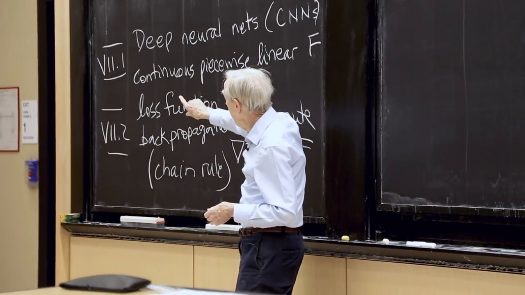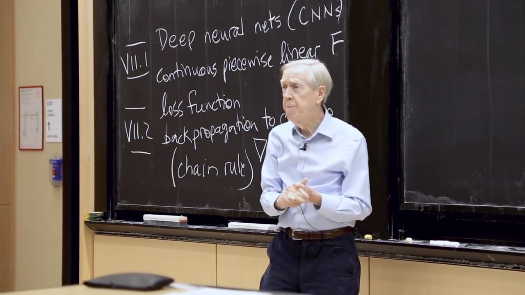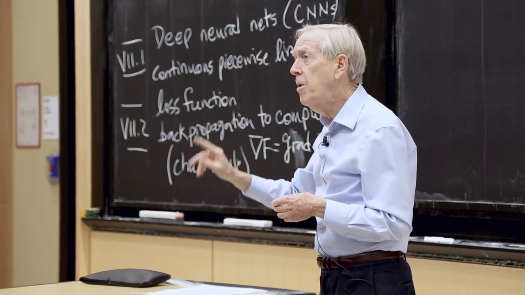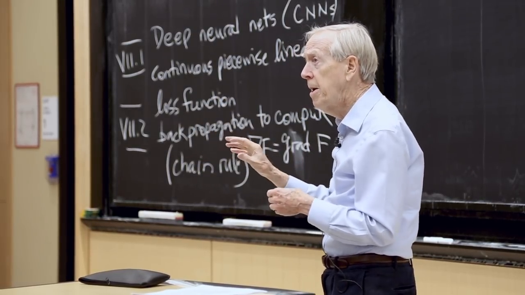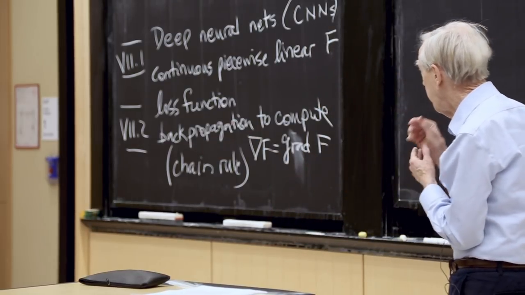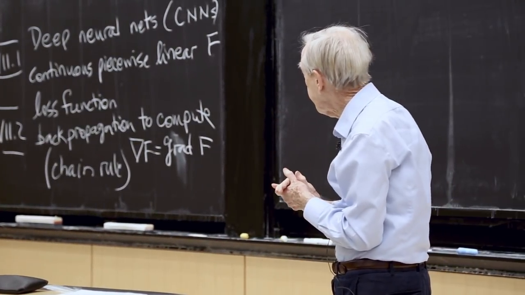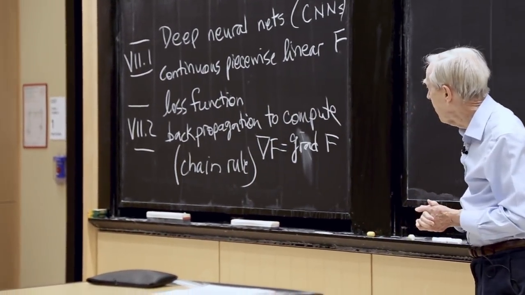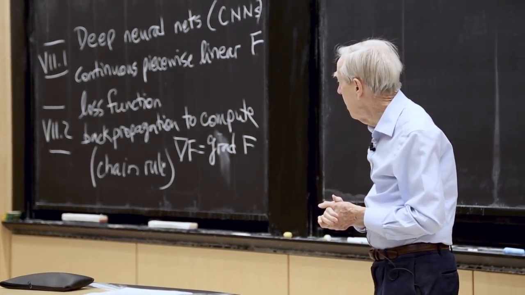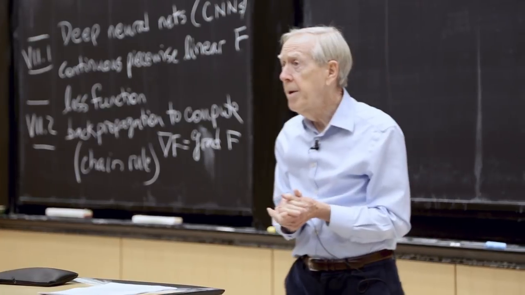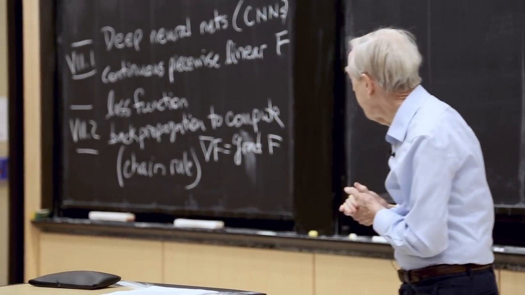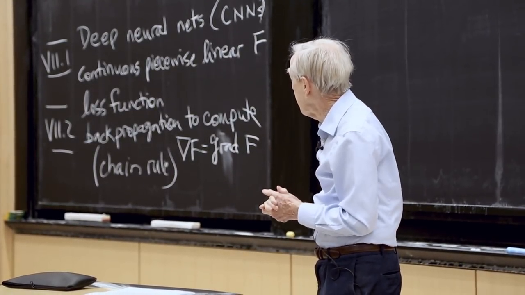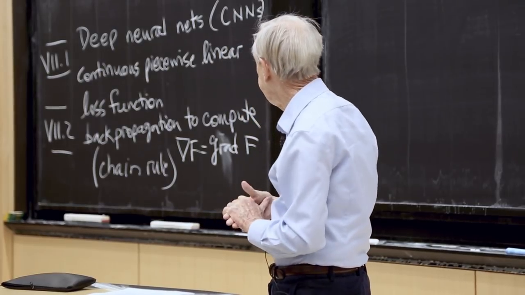Chapter 7 has been up for months on the math.mit.edu/learning-from-data site, and I'll add it to Stellar because that's where you'll be looking for it. And then the second thing, backpropagation, the way to compute the gradient. I'll probably reach that idea today, and you'll see it's the chain rule, but how is it organized? So what's the structure? What's the plan for deep neural nets?